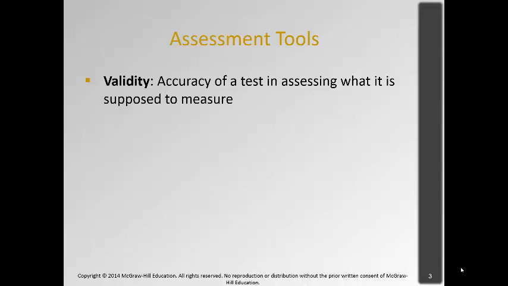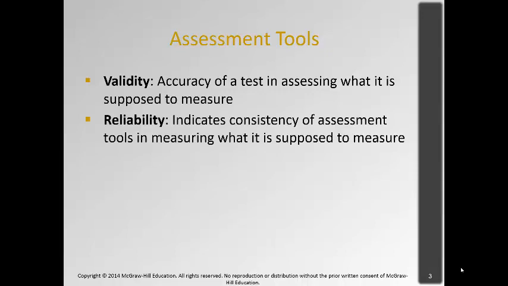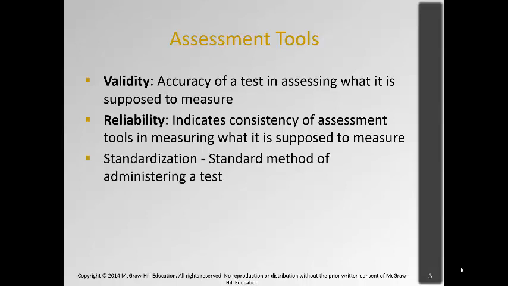So when we talk about assessment tools, there are two things that we need to think about. There's validity, which is the accuracy of a test in assessing what it's supposed to measure. So if you're trying to look at somebody's level of depression, you want to give them a test that assesses depression and not one that assesses anxiety. You want to also make sure that it's reliable. This indicates consistency of assessment tools in measuring what it's supposed to be measuring. So for example, you want to make sure that if you give the person the test and then you give them the test again, the responses will be similar or they will reflect changes in the symptom presentation.